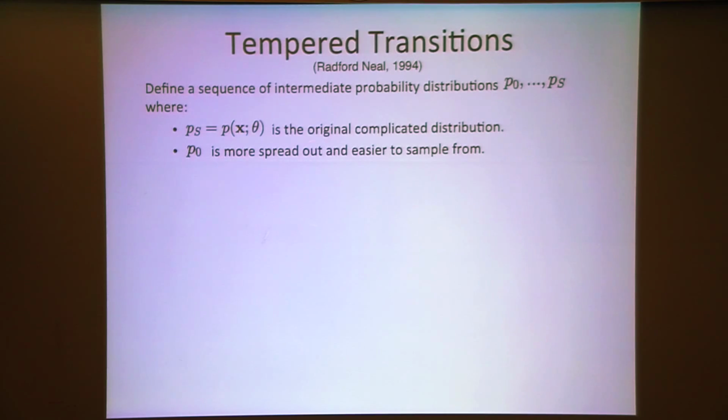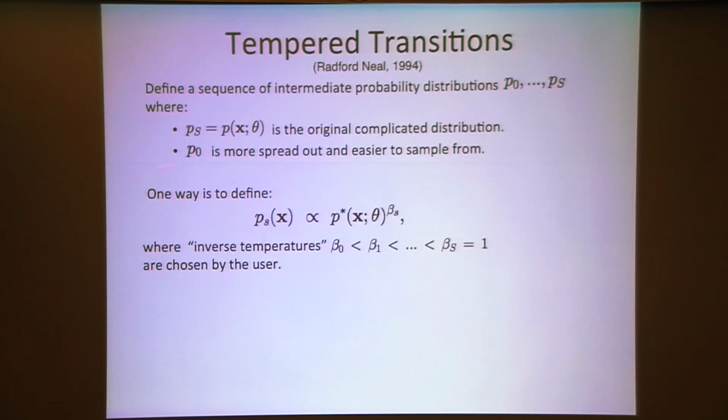Suppose you have your original complicated distribution. That's a very nasty distribution. And you have some distribution that's more spread out or much easier to sample from. For example, that could be a Gaussian distribution, or a fully factorized distribution. And you have a sequence of distributions linking the simple distribution to this more complex distribution.